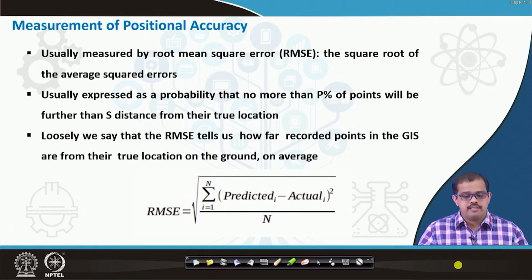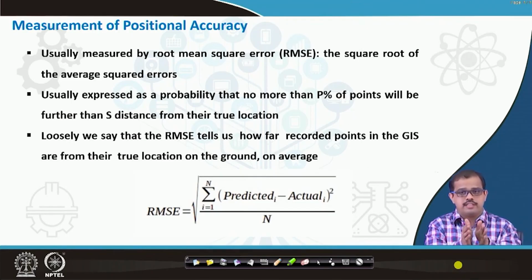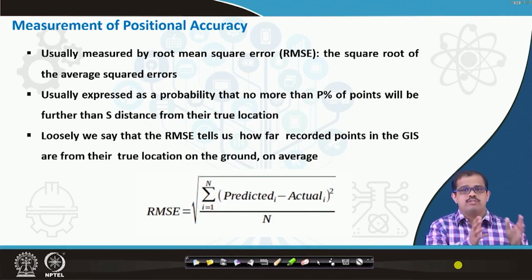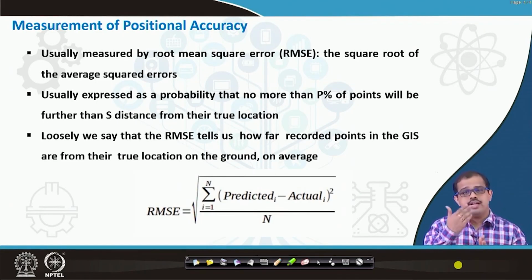Loosely we say that RMSE tells us how far the recorded points in the GIS are from the true locations on the ground. For example, this had to be your location, but when you have mapped it in the database, it has shifted to this location. This is the shift that you see in your true locations, and that is what is measured by the RMSE. Once you calculate the RMSE from the real world to your data model, the data that you have recorded can be shifted by so many units. That is how you improve your positional accuracy.